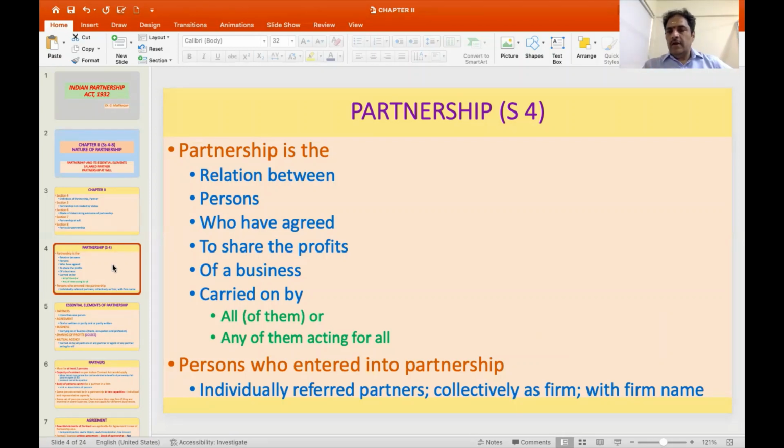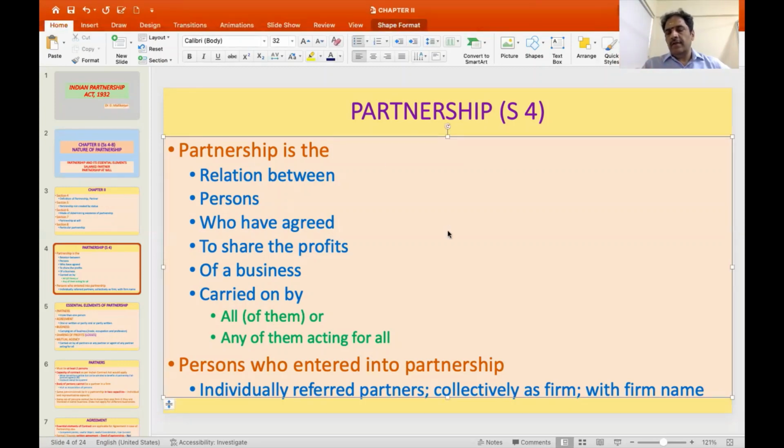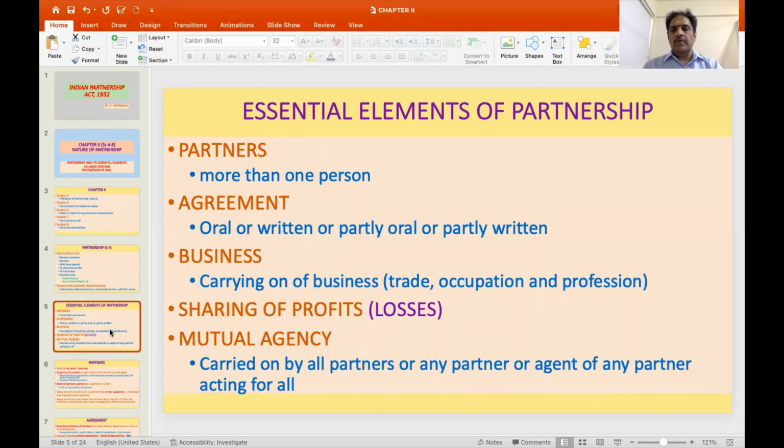Persons who have entered into this kind of relationship are called partners, and collectively these partners who are doing this venture based on this agreement are called a firm, and the name with which this firm operates is called the firm name. So what are the essential elements of partnership? First is partners, that is more than one person. You cannot have a partnership of one person. If there are 2 persons and one person dies, automatically the partnership will go. Similarly, if one person becomes insolvent, automatically the partnership will go. A one-person company is possible, but a one-person partnership is not possible.